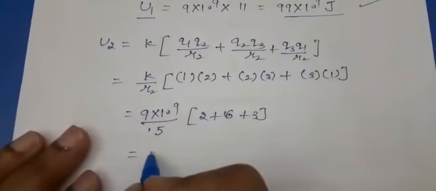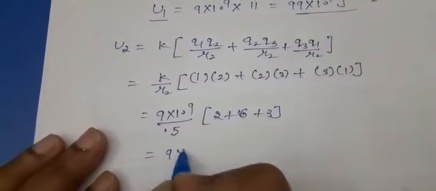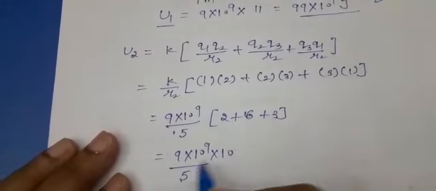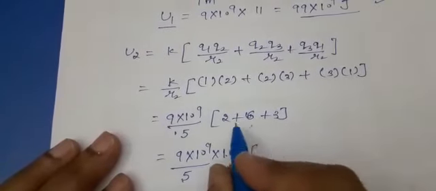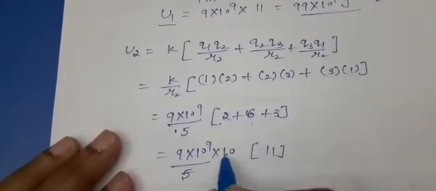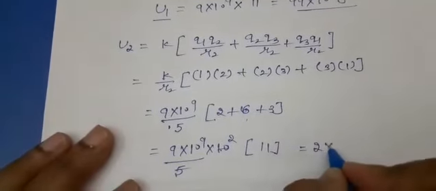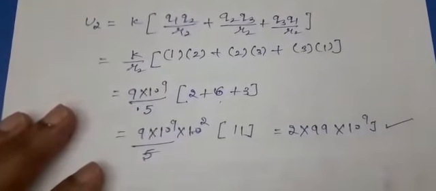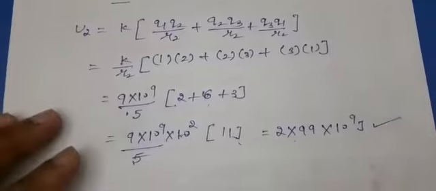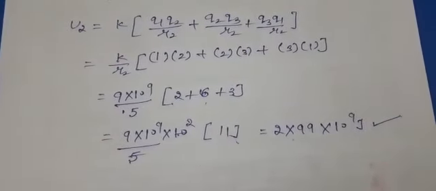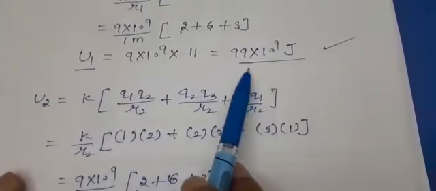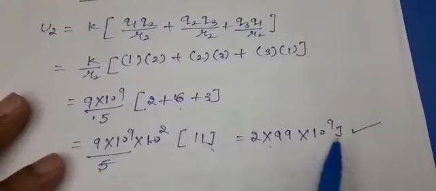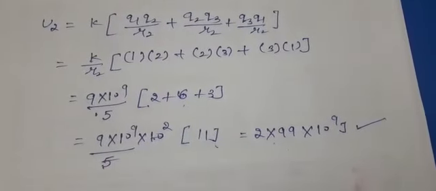Now here, you can just take it as 9 into 10 to the power 10, 5 into 10, this decimal we have taken here, and here it is 11. Then you can write it as 2 into 99 into 10 to the power 9 joule. We can multiply it also, but for the simplification of calculations I am leaving it as such. Here it is 2 into 99 into 10 to the power 9 joule. Now you have to find the work done to move the charge.